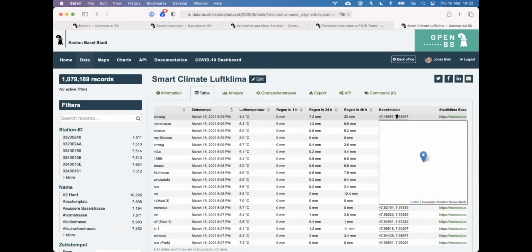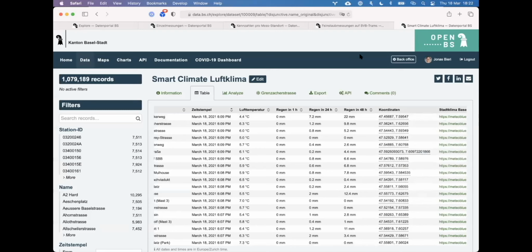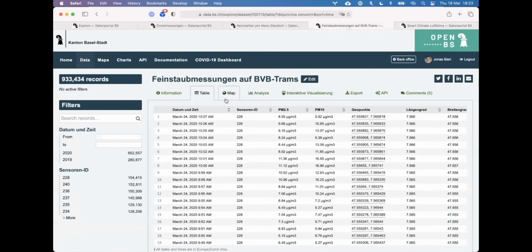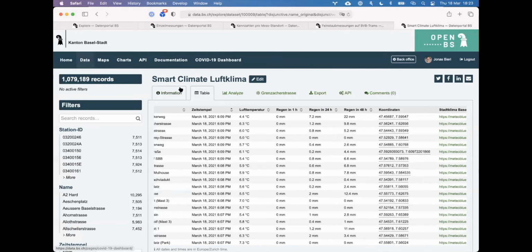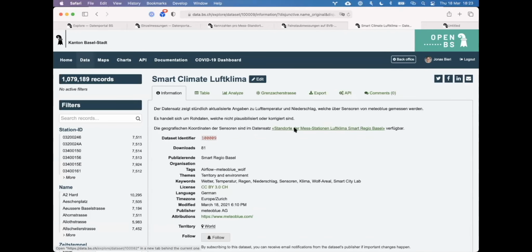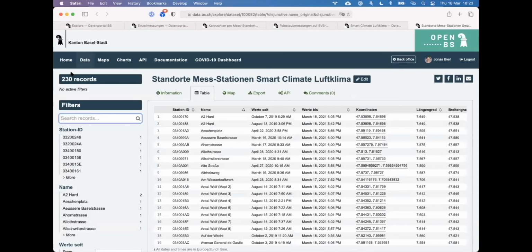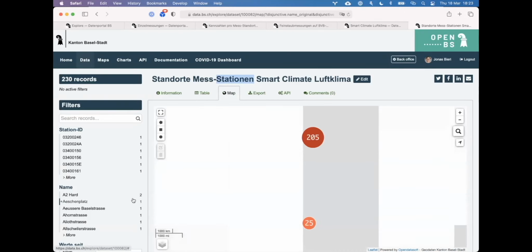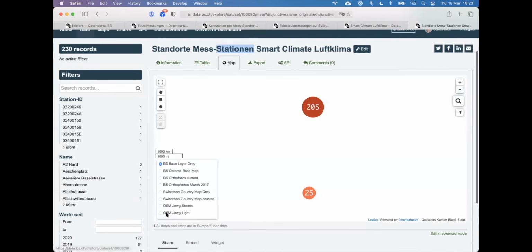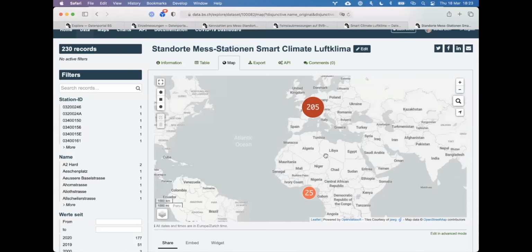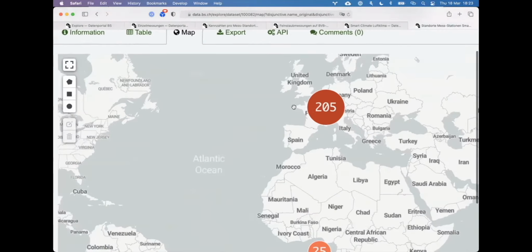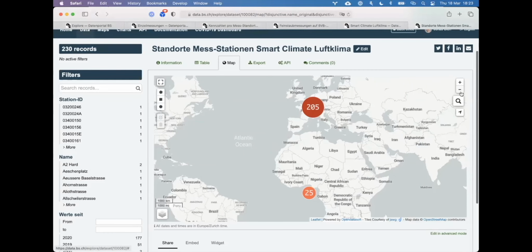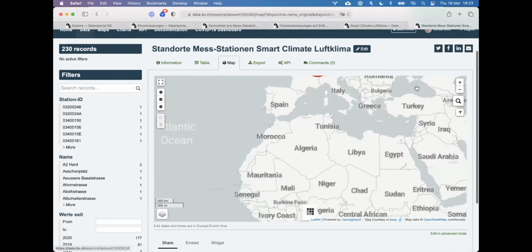Let it load here, it's a bit slow. Sorry for that. We can also go to the second data set, which just shows us where these measurements are taken. So we have 230 of these stations. Let's look at the map. Some of them have their coordinates not put in nicely, and that's why they look as if they would be in Africa, but it's just that if you put the X and Y coordinates the wrong way around, they look as if they were in Africa.